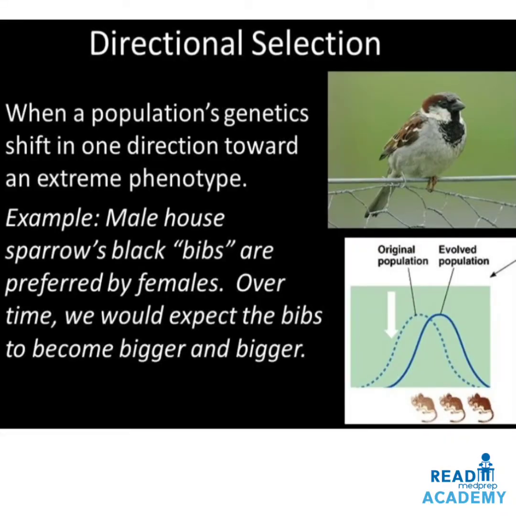Here you can see in the image a population's genetics shifting in one direction toward an extreme phenotype. For example, male house sparrows with black bibs are preferred by females. Over time, we would expect the bibs to become bigger and bigger.